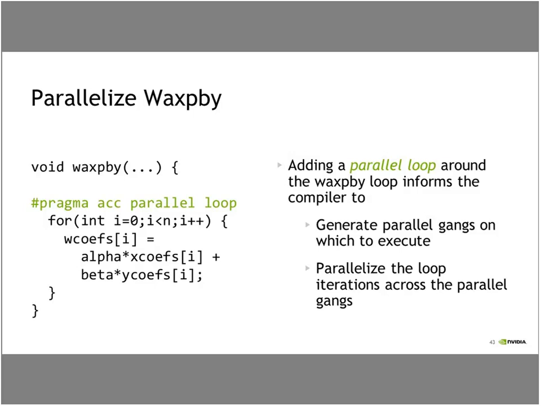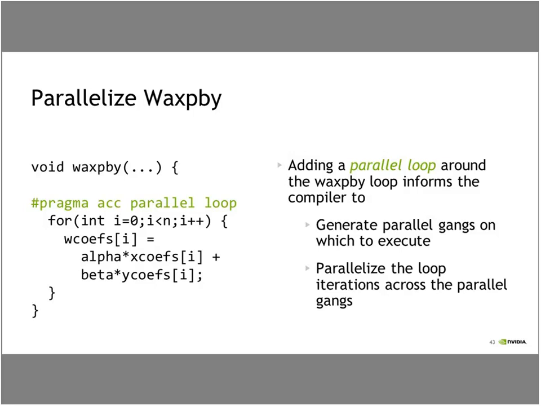All I've done here is add my pragma ACC parallel loop over top of my existing loop. And so what I've told the compiler here in one line is, first, generate parallel gangs. That's what the parallel stands for. And next, take this for loop and distribute that across those parallel gangs. That's pretty straightforward. In the most simple cases, that's what's required.